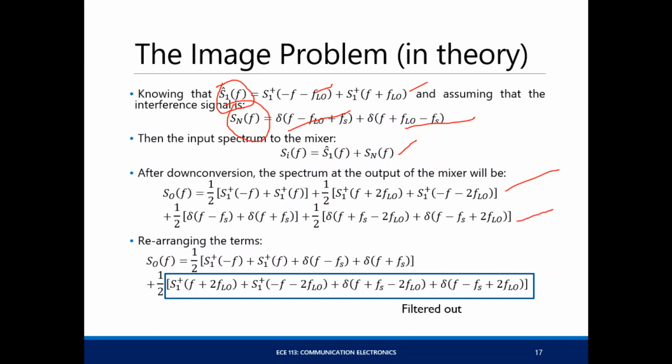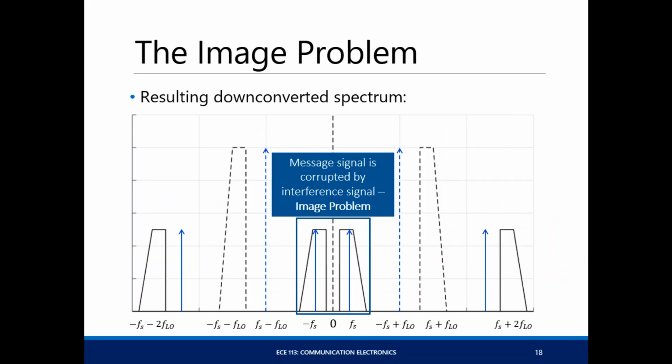Just rearranging some terms, we have the baseband terms or the low frequency terms and the terms that will be filtered out after low pass filtering. Okay. The resulting down converted spectrum looks like this. Your message is corrupted by the image frequency right here.